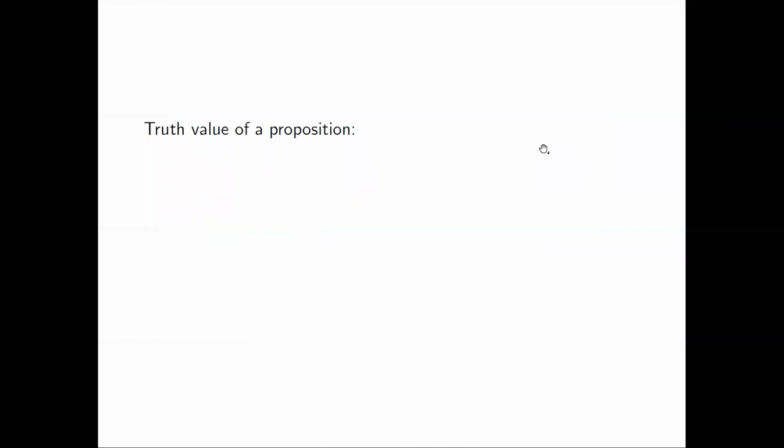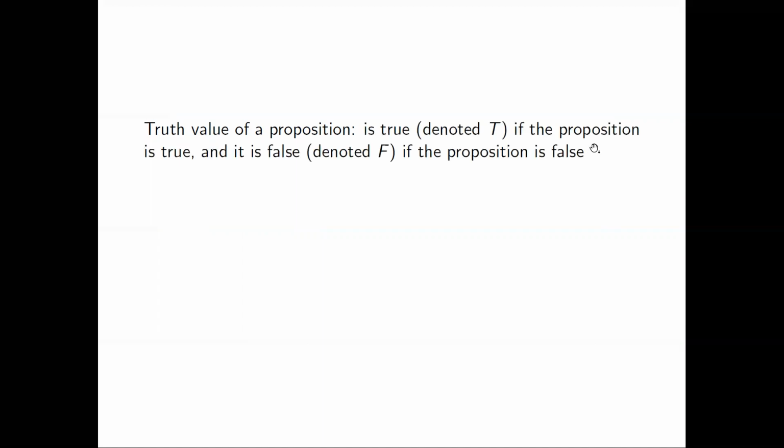And now that we've defined declarative sentences and propositions, we can discuss exactly what the truth value of a proposition is. So given some proposition, we say that its truth value is true, and we denote that with a T if the proposition is true. And if the proposition is false, then we say that its truth value is false, and we denote that with an F.